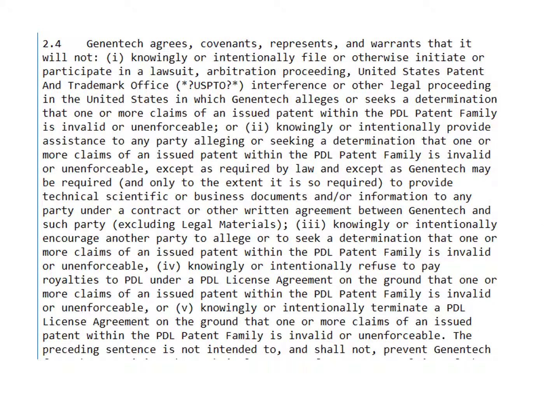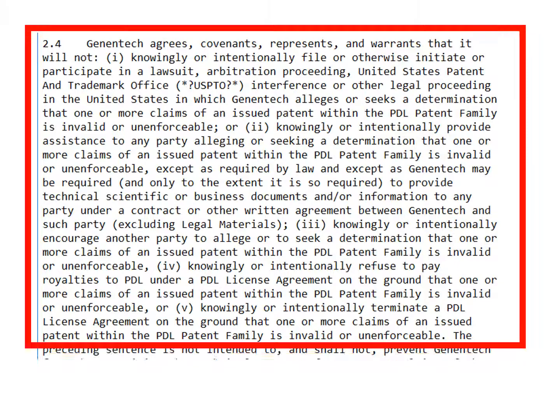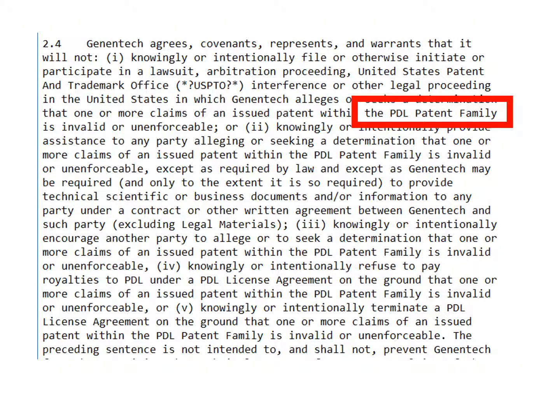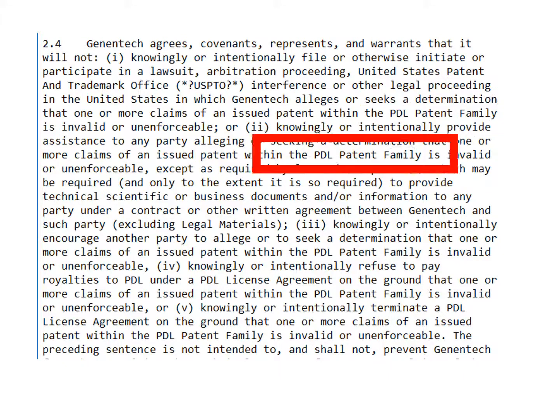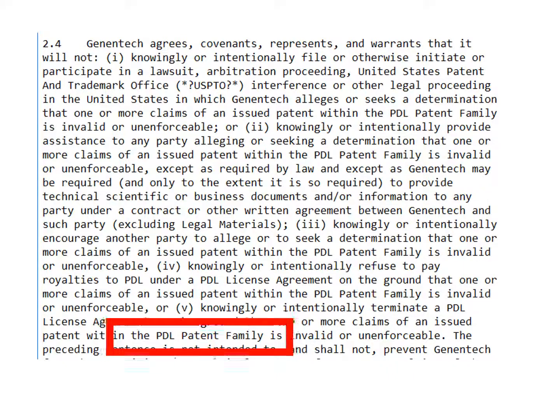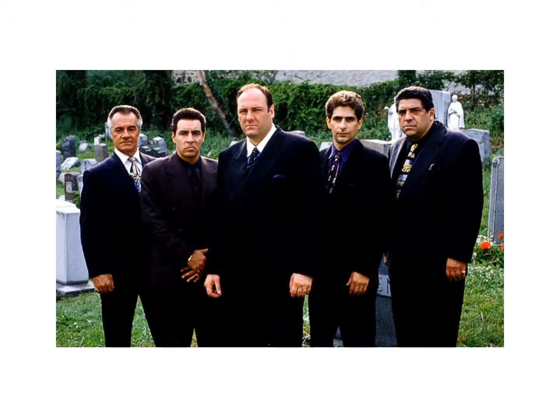Here's the money language again, right? This is the paragraph where Genentech agreed not to fight. But read it closely. Genentech agreed not to knowingly or intentionally file and fight about the PDL patent family. It agreed not to help others fight about the PDL patent family. It agreed not to give high fives to people who fight about the PDL patent family. So who is this PDL patent family?